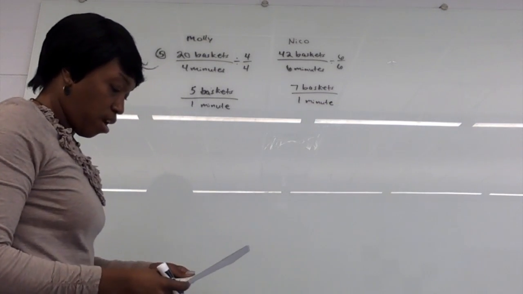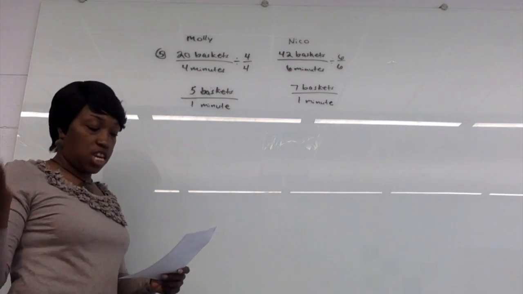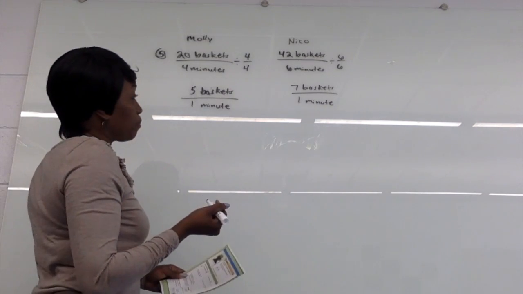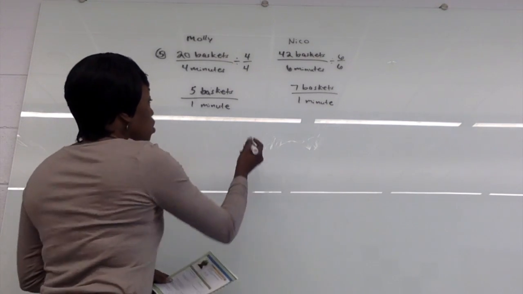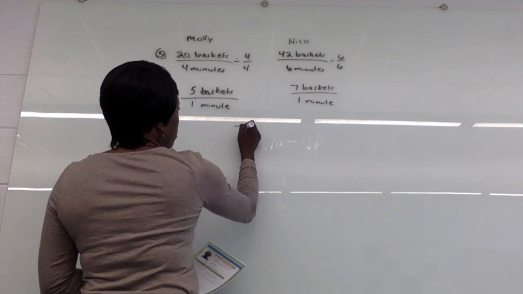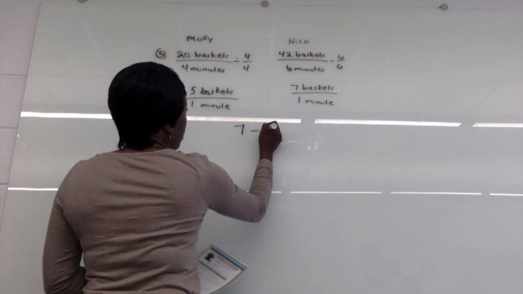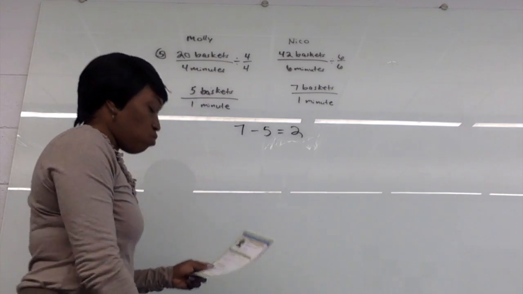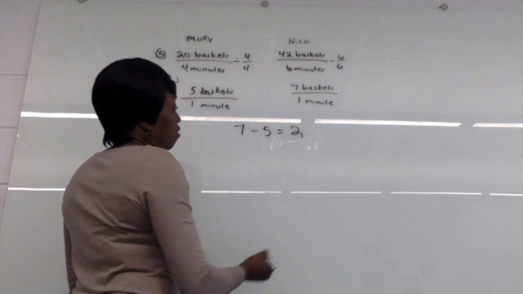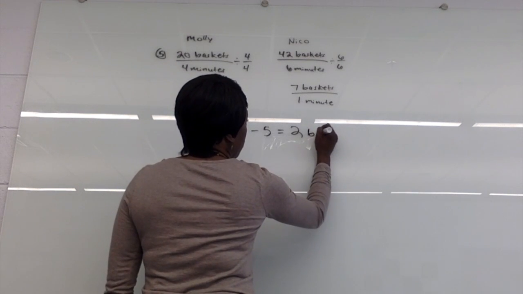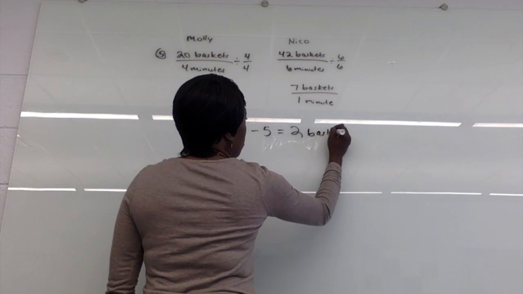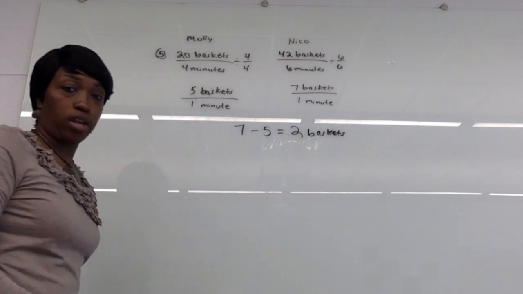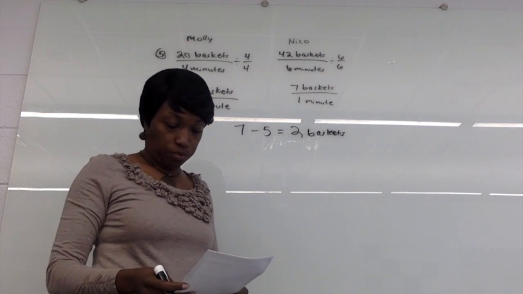It says here, how many more baskets did Nico shoot per minute? So that is going to be a subtraction problem. That means we have to find the difference. So now Nico is 7, and we're going to subtract 5, and we will see that Nico shot 7 more baskets. I'm sorry, 2 more baskets. So the answer is 2 baskets per minute for Nico.